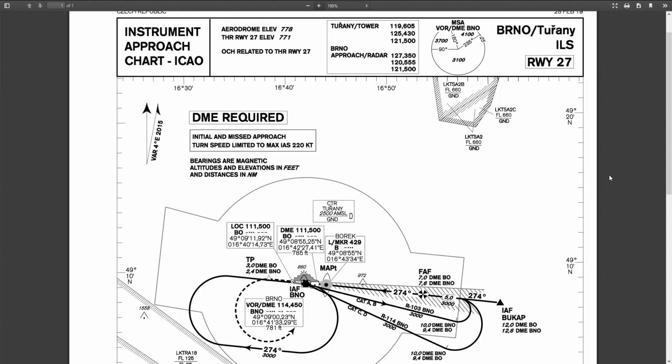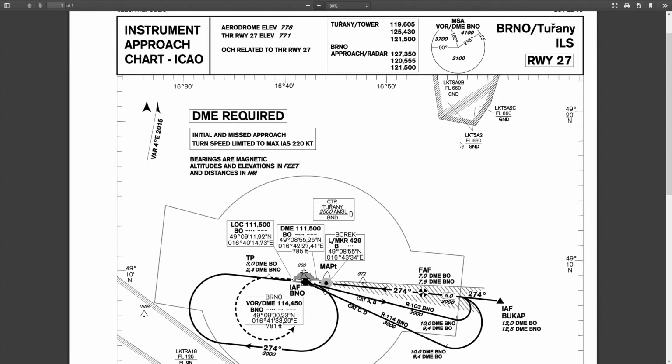And then we can go to the chart. Well, I should copy this chart to that whiteboard.